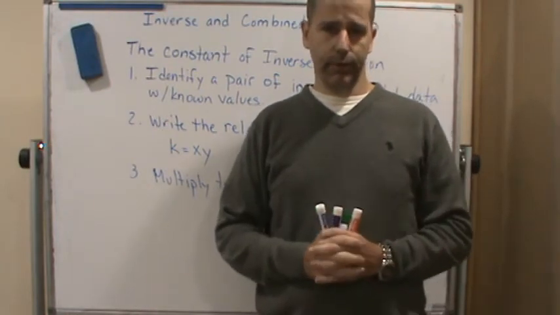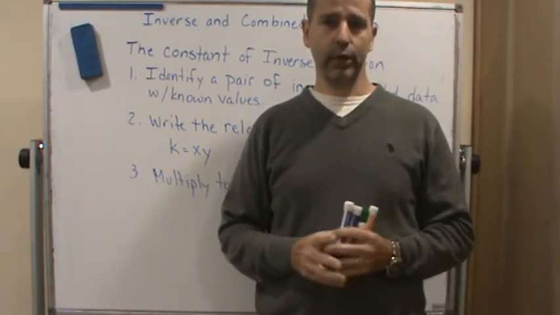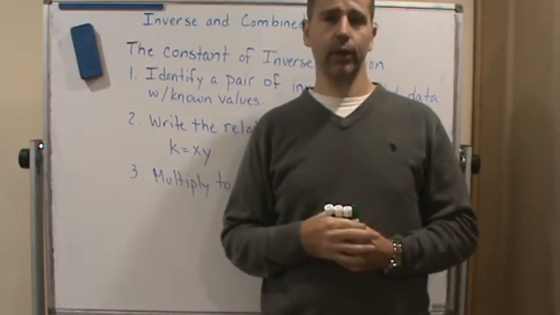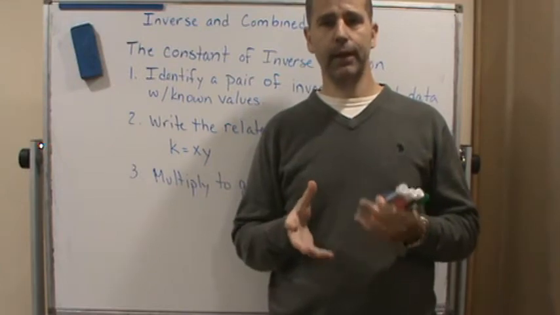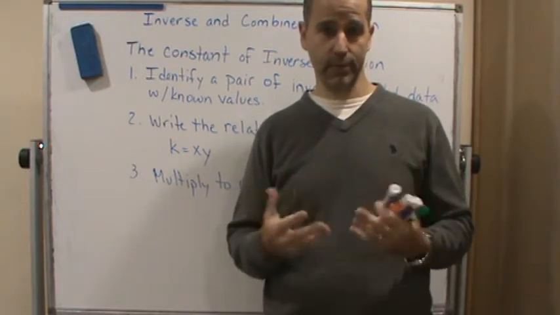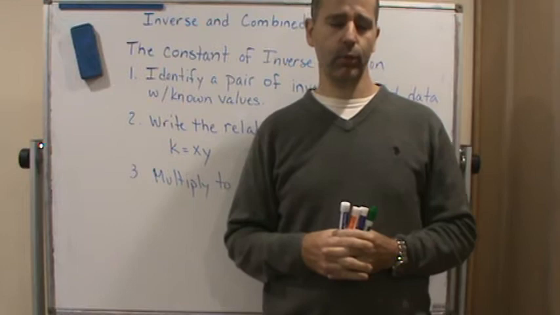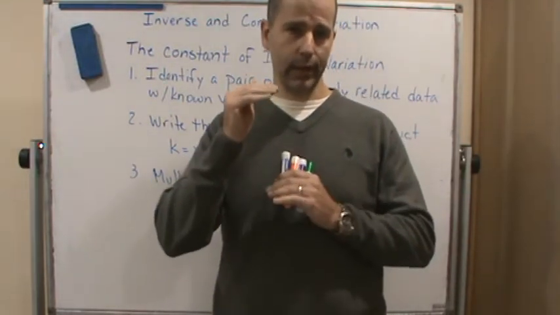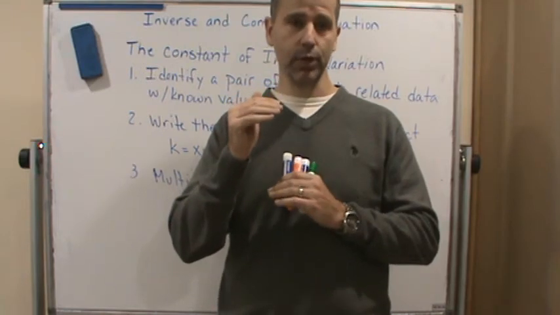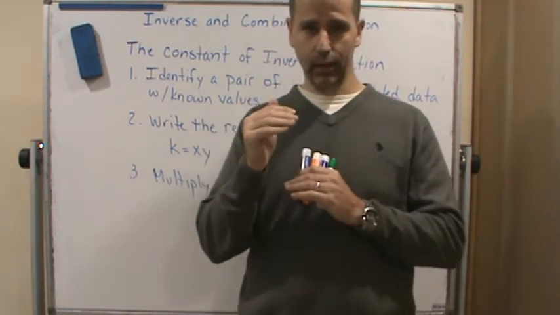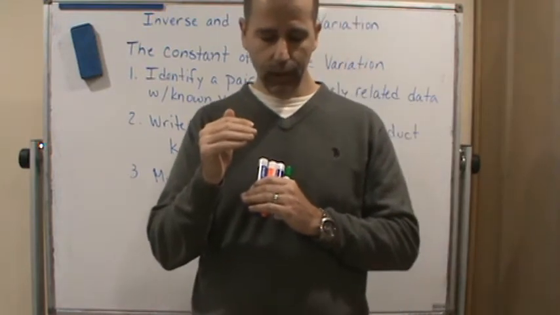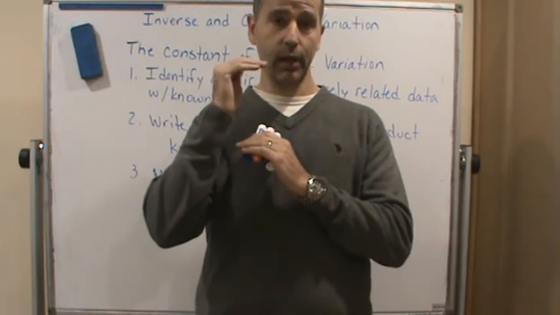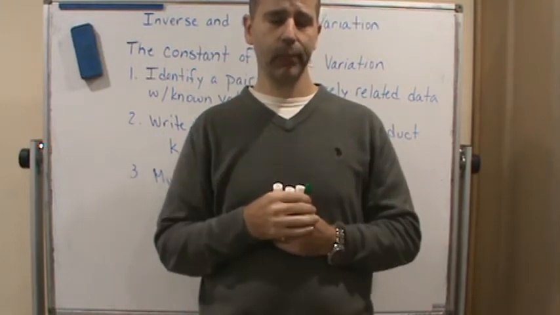Just like we saw with direct variation, we can use the relationship of two variables that are inversely related to come up with a formula that represents or describes that relationship. Just like with two variables that are directly related to each other, or that vary directly, the proportion has to be constant.